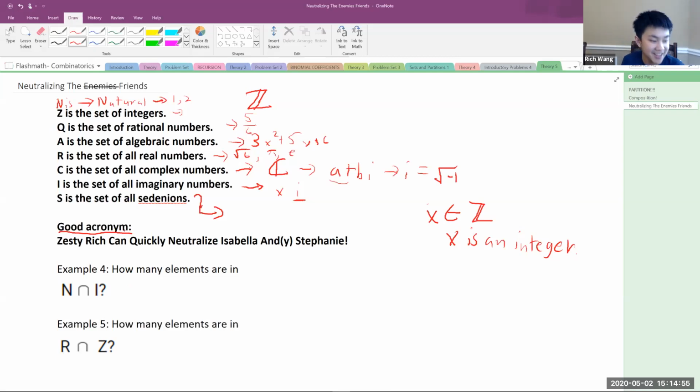All right, yes, good job. It is actually 0, because as we can see, the set of all natural numbers is like 1, 2, 3. But then the set of all imaginary numbers is things like i, 3i. So there are actually no elements in common here. So this is equal to 0.